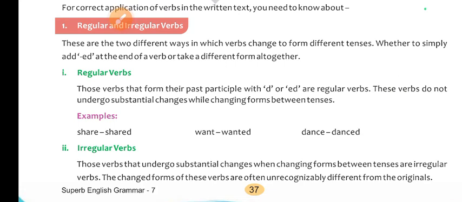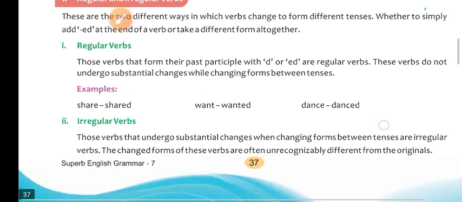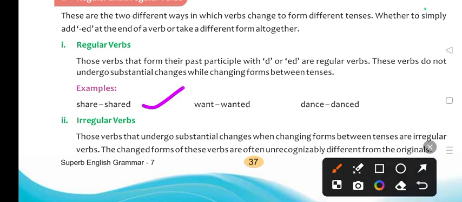So what are regular verbs? Regular verbs are those verbs that form their past participle with d or ed. For example, share, shared, want, wanted, dance, danced.